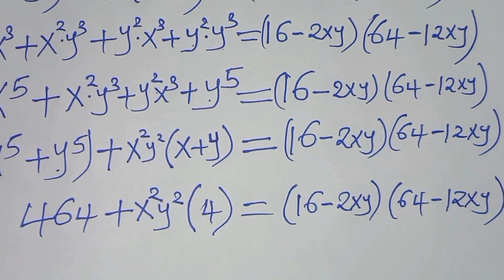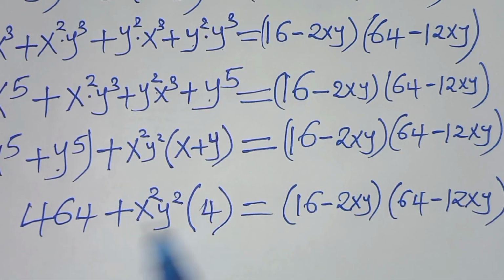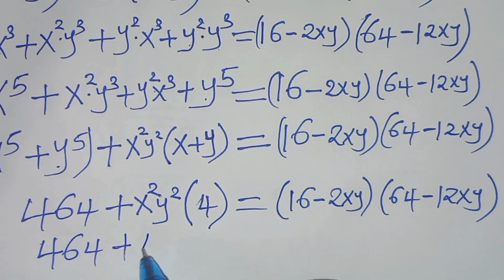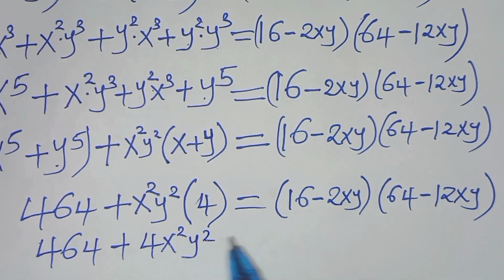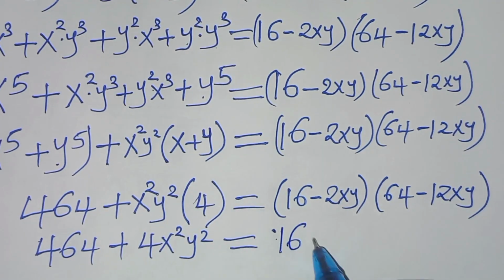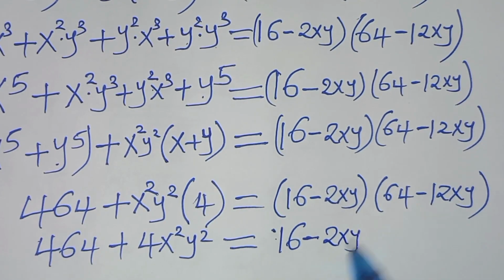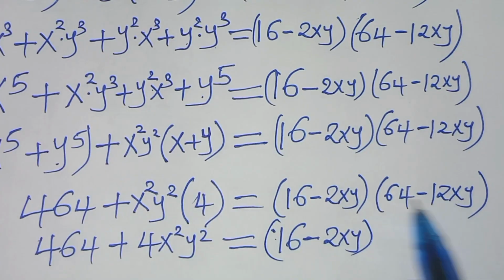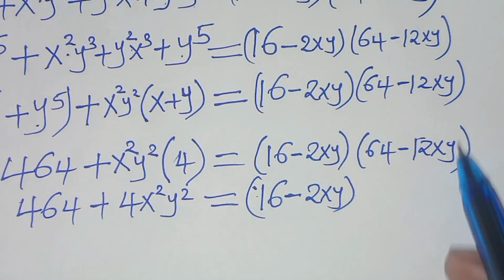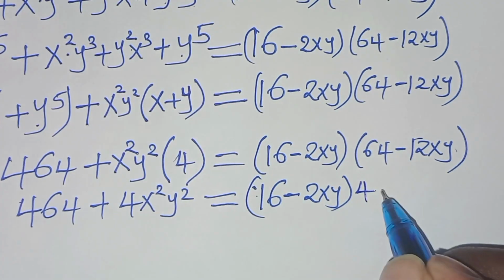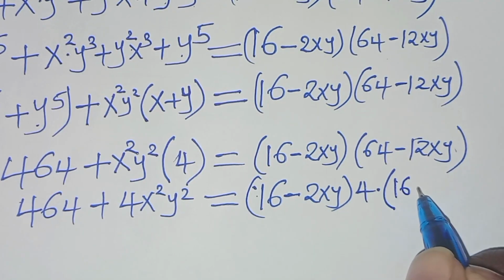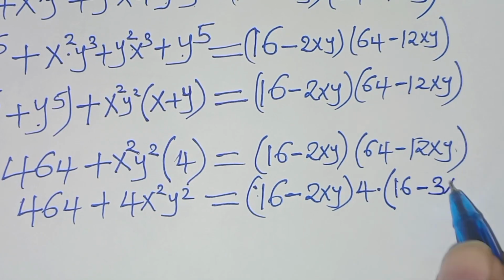Now, the next step from here, we have 464 plus, here we have 4x squared y squared. This is equal to, now this is 16 minus 2xy. We have 64 minus 12xy, so we can factor. So from 64 minus 12xy, we can factor out 4. Then now we multiply here by, this is the same thing as 16 minus 3xy.